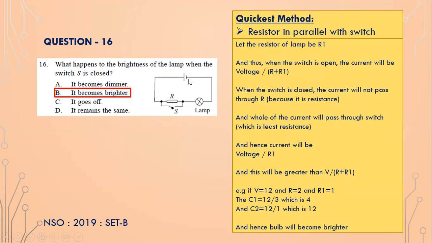And suppose you say the voltage is 12 volts and the resistance R is 2 ohms and R1 of the lamp is say 1 ohm. So what is the current? Current one will be voltage 12 upon 2 plus 1. 2 plus 1 is 3. 12 upon 3 is 4 amperes. And if you close the switch, what will be the current? So current 2 will be 12 upon just the resistance of the lamp, which is 1. So 12 upon 1 is 12. So the current is higher when you close the switch, and that's why the lamp will become brighter.